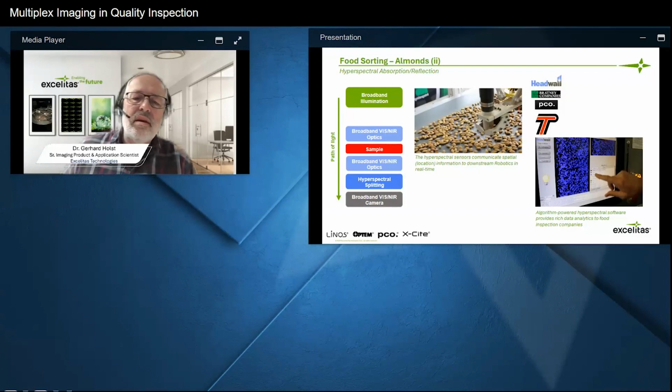So this was a hyperspectral readout with a broadband illumination. And finally, the reflected light has been split up by a hyperspectral splitting. I guess it was grating they used. And then they have certainly for the application analysis software that does the job of the sorting of the almonds.